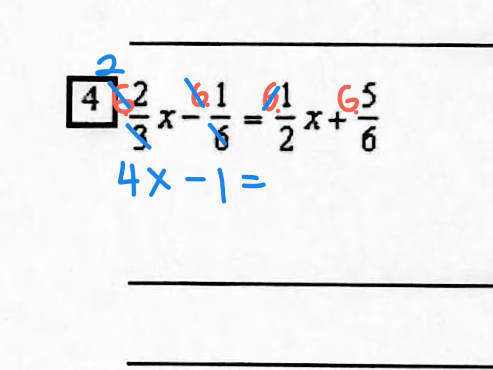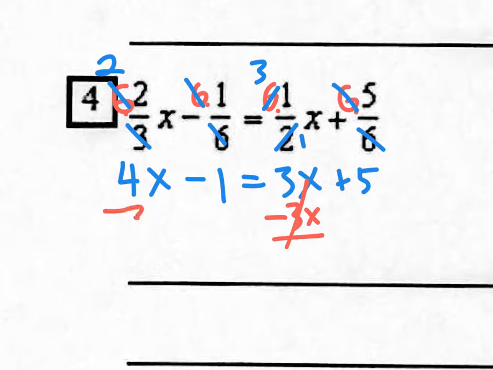The 6 on top with the 2 on the bottom. You end up with the 3 over 1. So you really just have 3x. 3x. And then the 6 and the 6 cancel out. You end up with a nice beautiful plus 5. Pretty easy, right? Now after that, let's just get the x's to one side. Subtract 3x. Cancel. Subtract 3x. That's because you don't want x's on both sides.